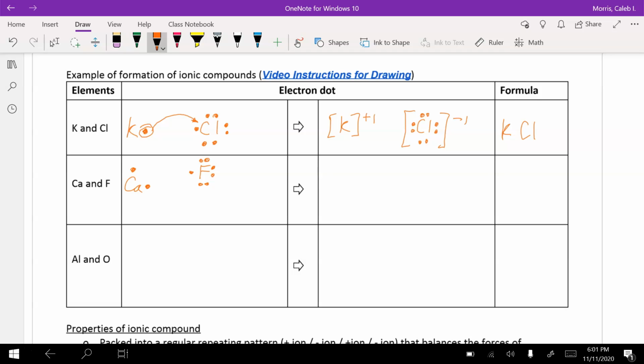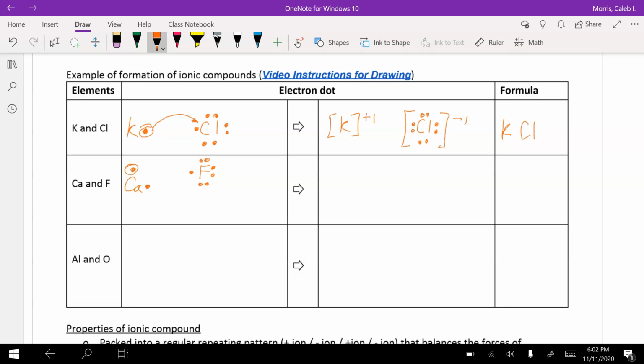And again, you could find it on the periodic table. It's in group 7A. It's got 7 dots. Well, calcium wants to give its electrons away, and fluorine wants to gain electrons. Calcium wants to give both of them away. Fluorine can only accept 1 because it needs to get to 8.